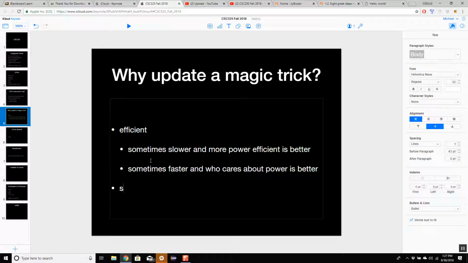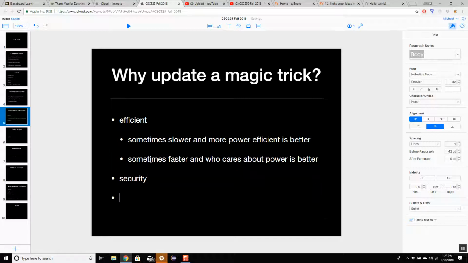All right, so security, certainly, especially today, kind of a big deal. All right, what else? Like more dependable, like you can rely on it more often. Also, you can probably, like with newer, if you're designing a new processor, you can add, let's say, 2 new magic tricks to replace 3 or more older ones.